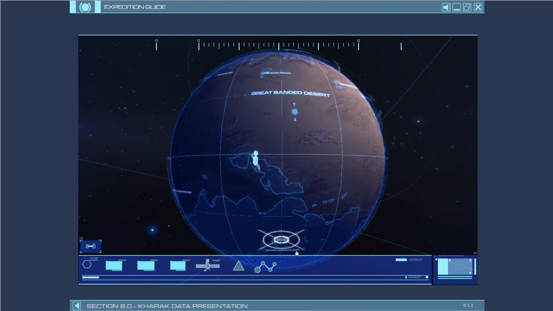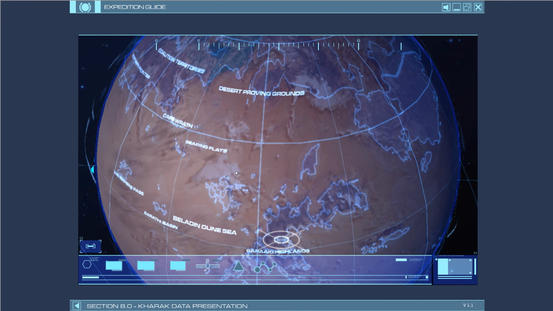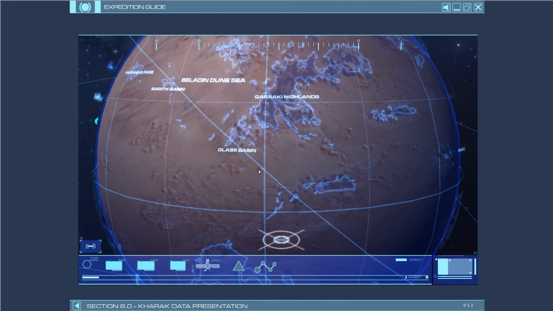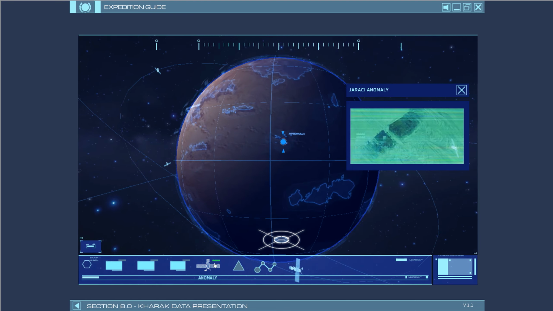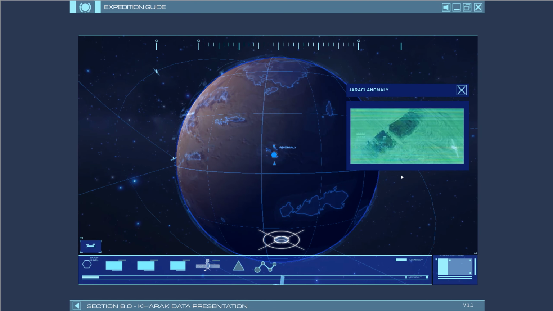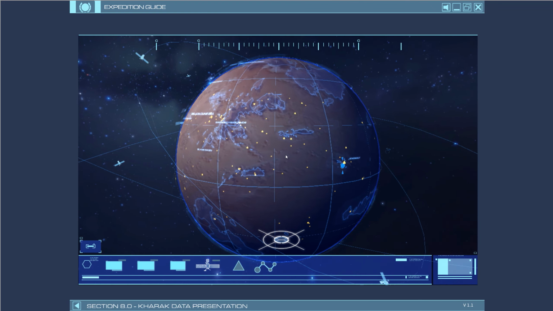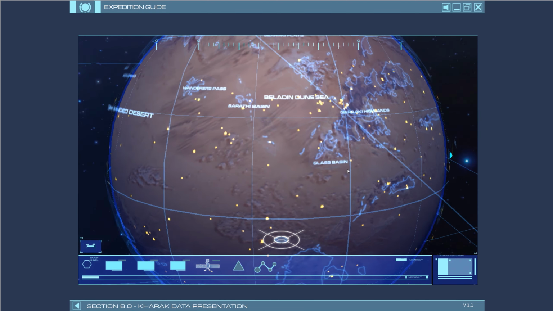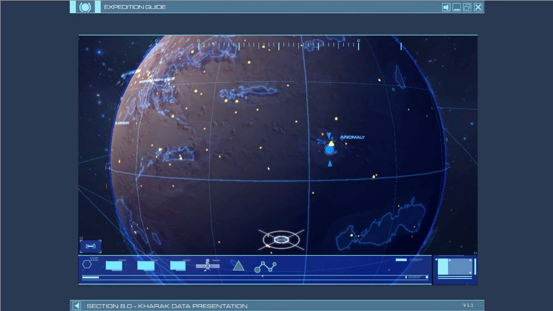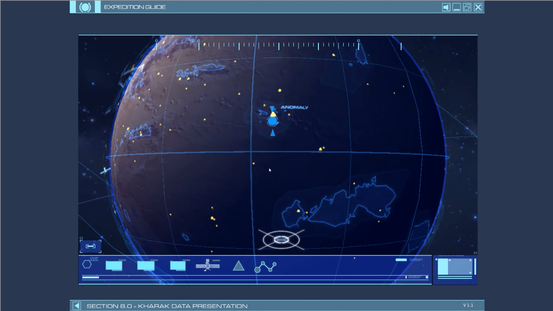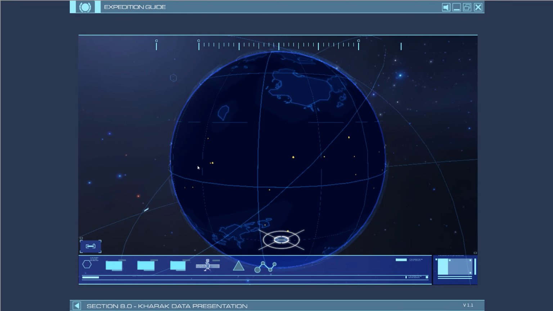So we have other places like the Wanderers Pass, the Sarathi Basin, Belladin Dune Sea, Syrian Flats, Cape Wrath, Desert Proving Grounds, Iraqi Highlands, Glass Basin, the Anomaly. In fact, we can zoom on it. There's some satellite imagery of it there, the Iraqi Anomaly. And if we click Artifacts, you can see that satellite scans have picked up all these little yellow spots. Those are presumably pieces of destroyed wreckage that they've found. Various smaller artifacts among the desert.